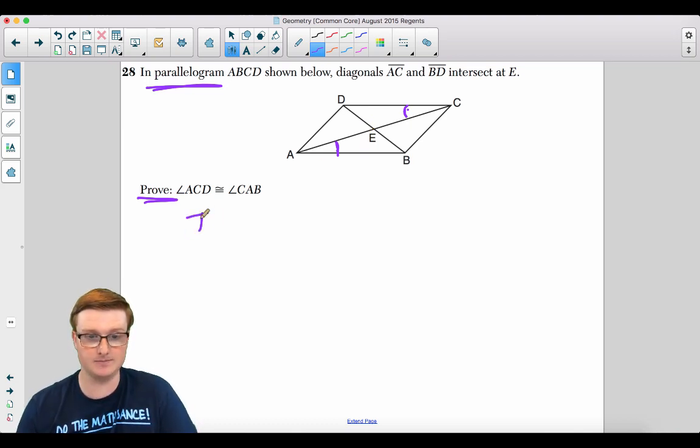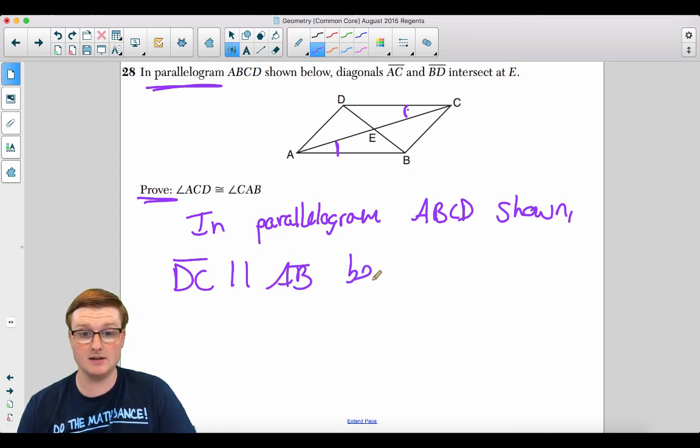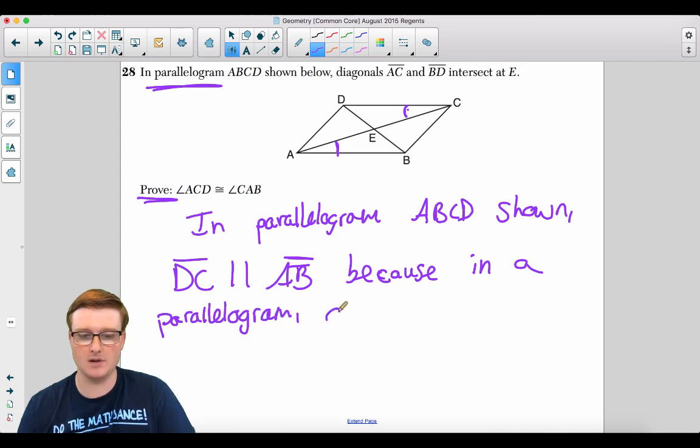Well, in a parallelogram, you should know that opposite sides are parallel, and these angles here are alternate interior angles. So I'm going to say this. In parallelogram ABCD shown, DC is parallel to AB because in a parallelogram, opposite sides are parallel.